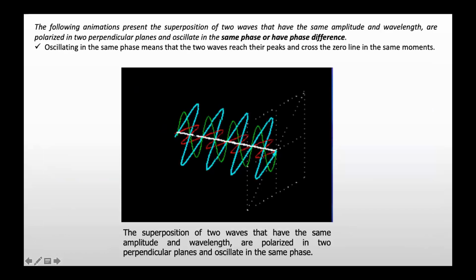So based on that, the following animation presents the superposition of two waves that have the same amplitude and wavelength and are polarized in two perpendicular planes. As you can see, the green one is vertical and the red one is horizontal. Now they can superimpose in the same phase or in a different phase. If oscillating in the same phase, it means the two waves reach their peaks and cross the zero line at the same moment.